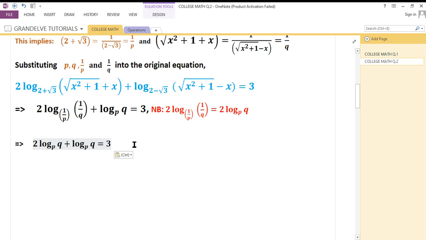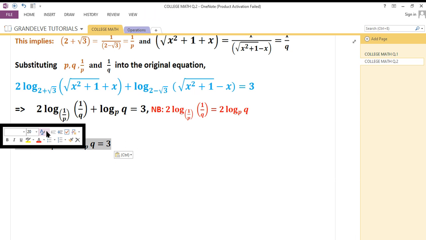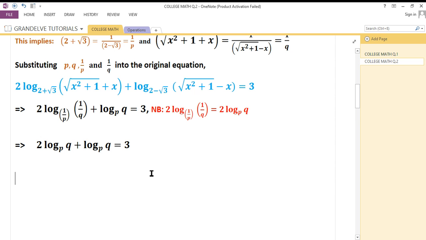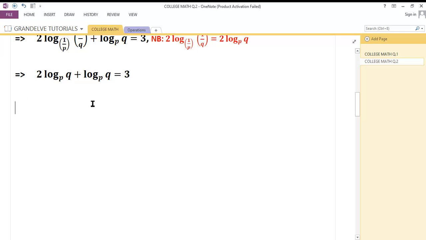Let's enlarge that a little to help you to see what is going on here. We accept this. With this 2 log q base p plus log q base p, now the bases are the same. It wouldn't be difficult for us to operate using the product law of logarithm. You remember? But before we can do that, we need to look at the exponential law of logarithm on this part.